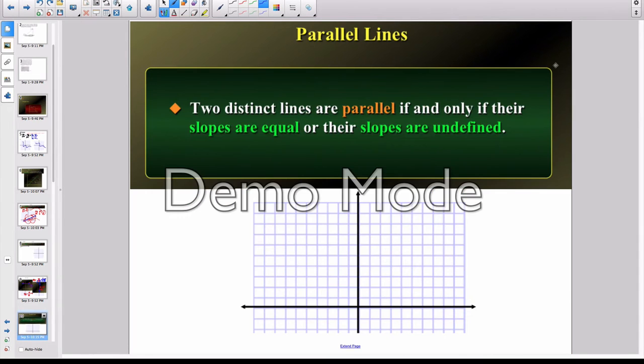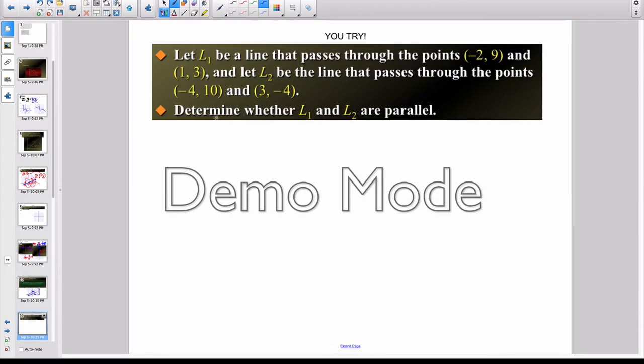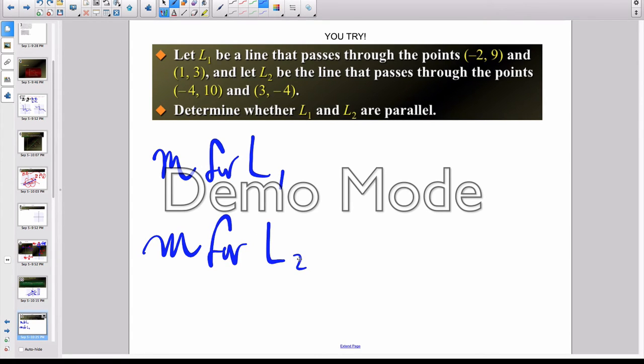Next, parallel lines. That just means that they have the exact same slope. So any 2 lines with the exact same slope, so like this has a slope of 1/2 and this has a slope of 1/2, will never meet. Or if they're both vertical lines and their slopes are both undefined, then they are parallel. Determine whether these are parallel. So you have to get the slope for L1 and then the slope for L2, and if they're the same, then they're parallel.